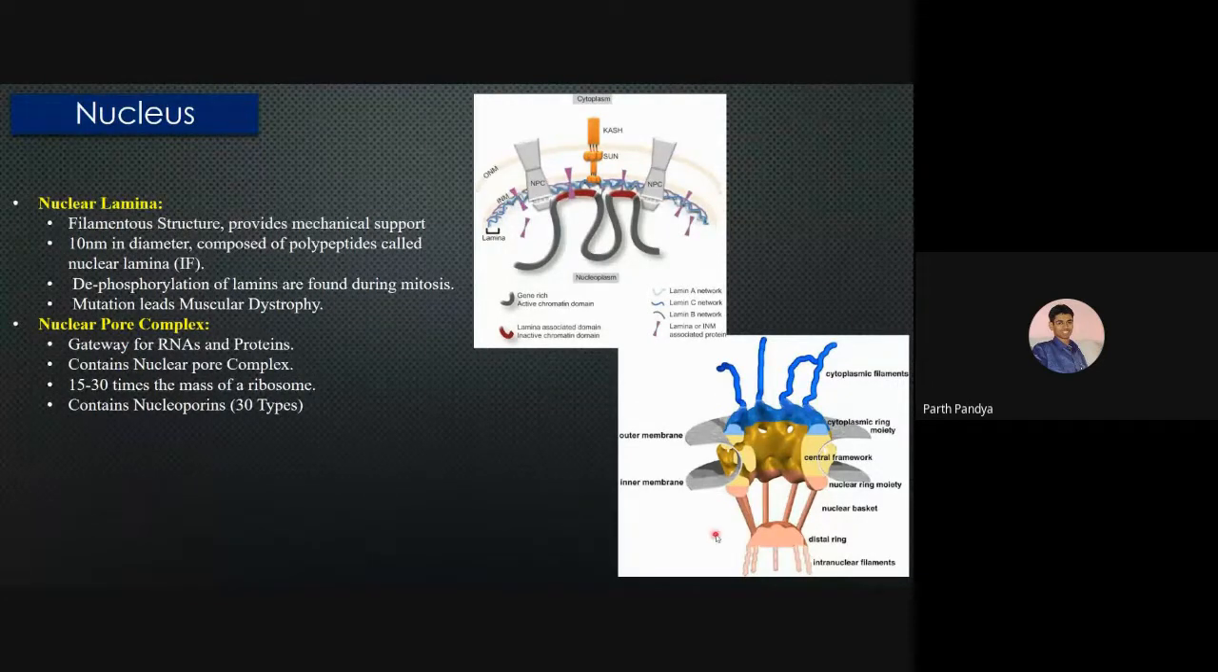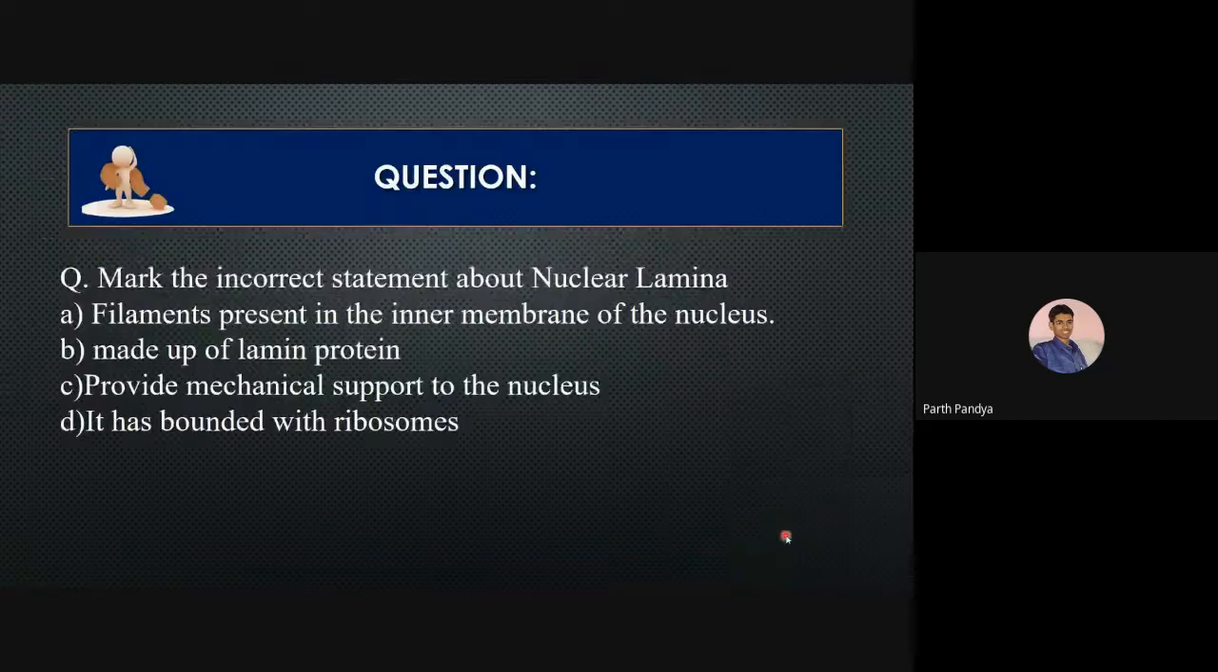Okay, if you see the structure, we have the outer and the inner membrane. We have the cytoplasmic filaments and the intercellular filaments. Overall, with the help of the central framework, it forms a pore-like structure, and the distal ring plays a major role. So whether it is a polypeptide or mRNA, it is identified and can easily be passed from one part of the cell to the other.